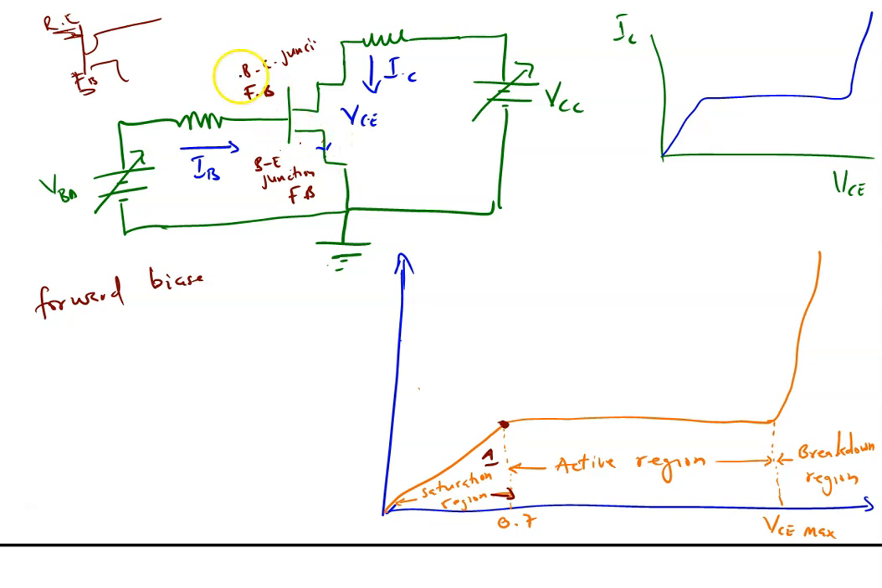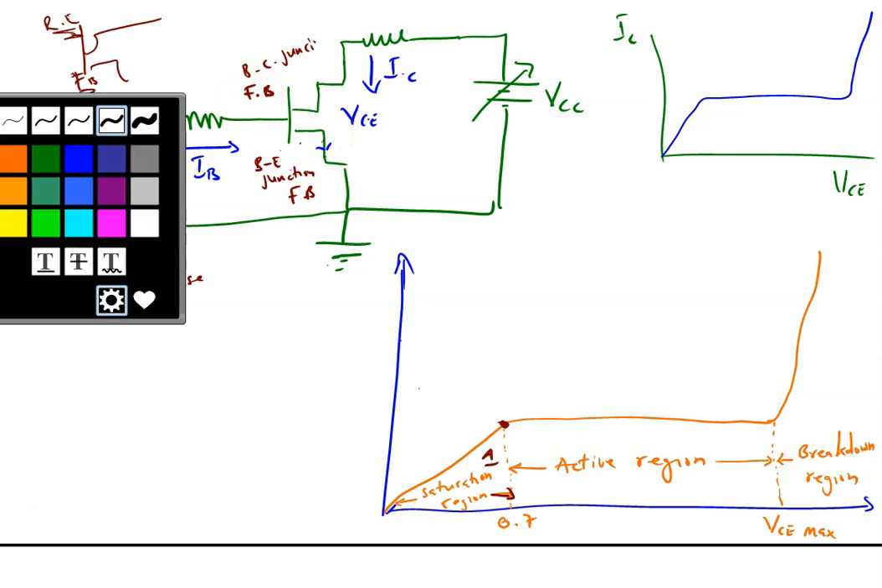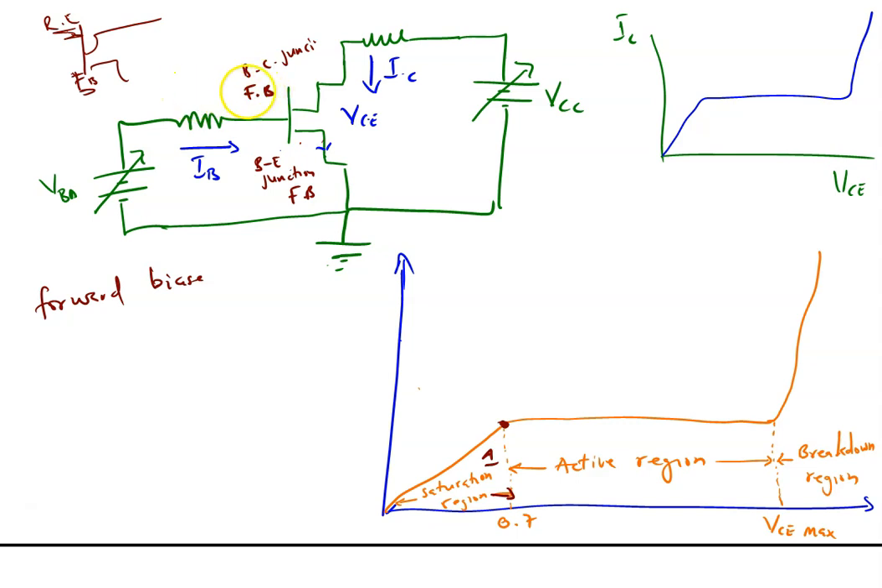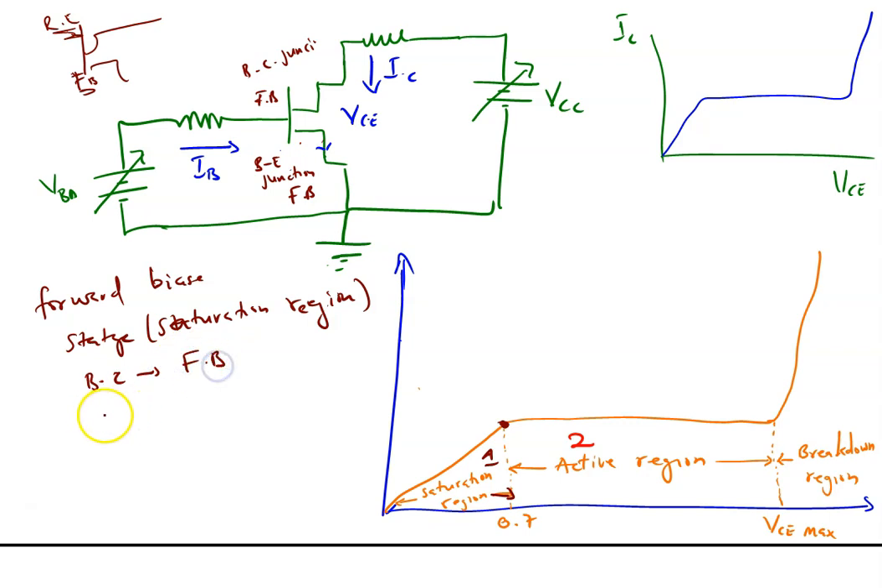Once the potential barrier is broken, the base collector junction now acts like a reverse bias. That's the second stage, stage 2. With the first stage, this side is also forward biased. So let me write it here. Stage 1, that is the saturation region. The base collector junction is forward biased, and the base emitter junction is also forward biased. So in that case, it's not active.